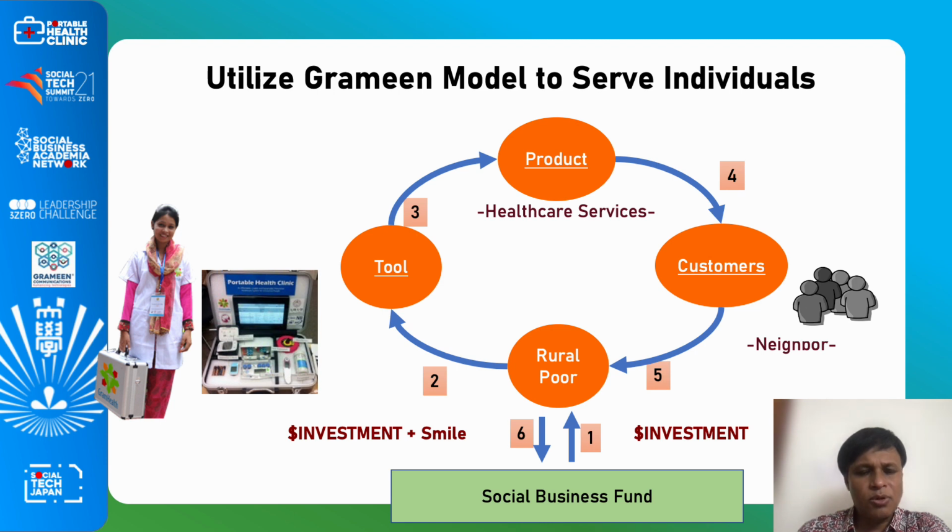There is a model in Grameen called a social business fund. The social business fund can fund this lady, so she can use this portable health clinic to serve the community, and the investment can be returned without any interest. The social business model works that way, and they don't have to provide any dividend either, so that she can build her business, and it will be monitored by social business experts.